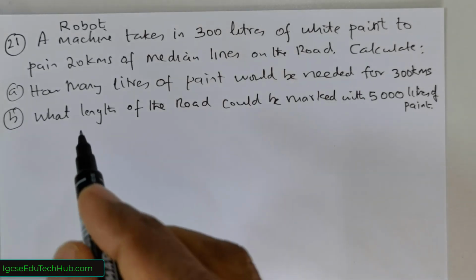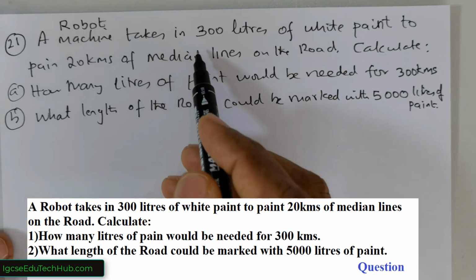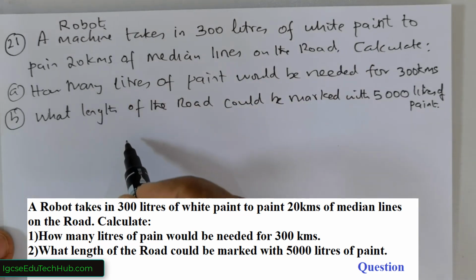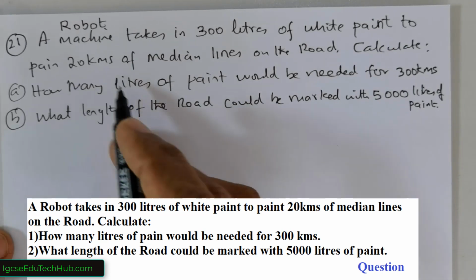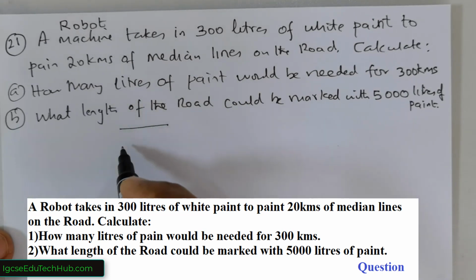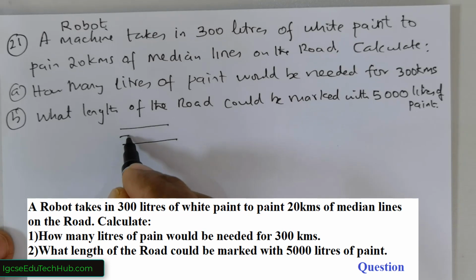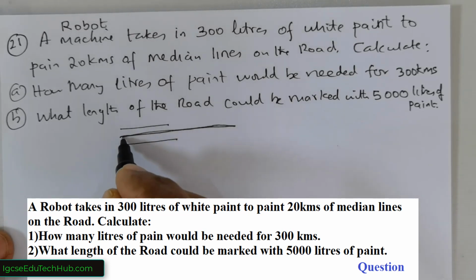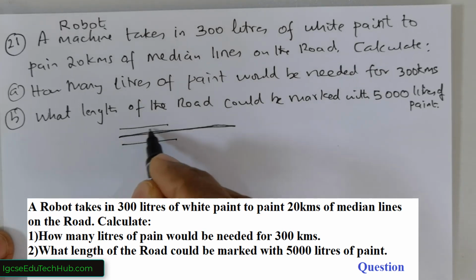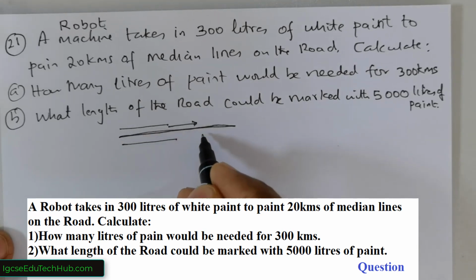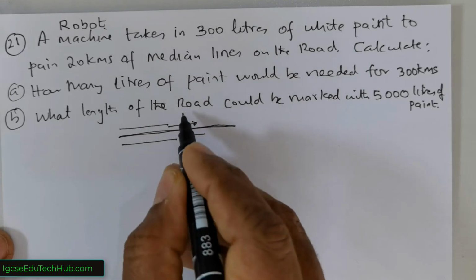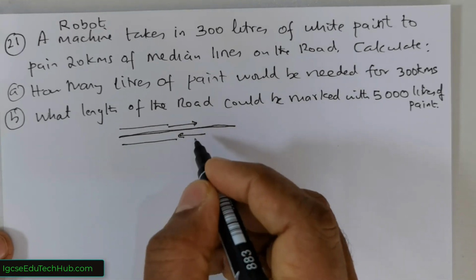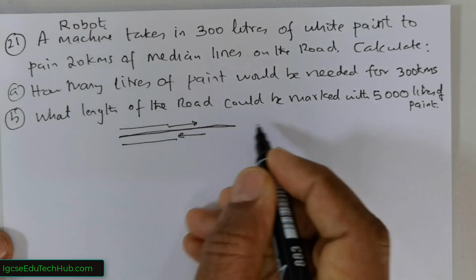This is the next question. A robot machine takes in 300 liters of white paint to paint the median lines, 20 kilometers of median line. Now if you were to be on a highway, you will see that median line running. Right now this is actually a partition, so that the traffic which is ongoing and incoming are clearly separated, so nobody is overlapping onto nobody's lane.